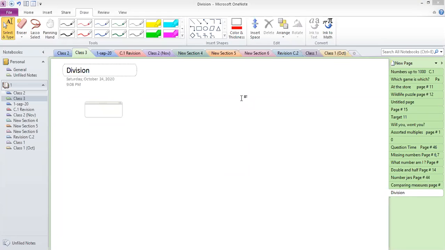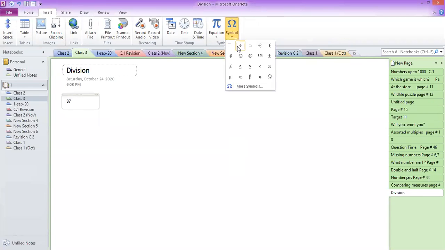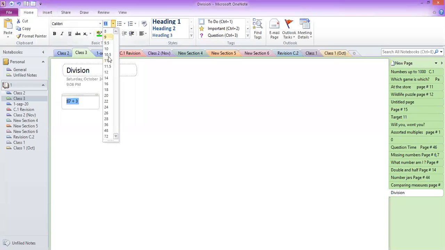Let's suppose if I ask you to divide, I write a question here. 87 divided by 3. This is the division sign. I should make it bigger for you. It is 87 divided by 3. So you have to divide 87 by 3.